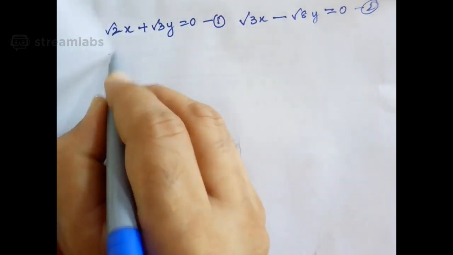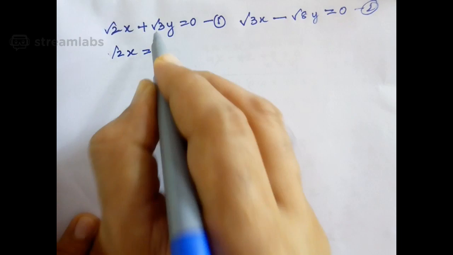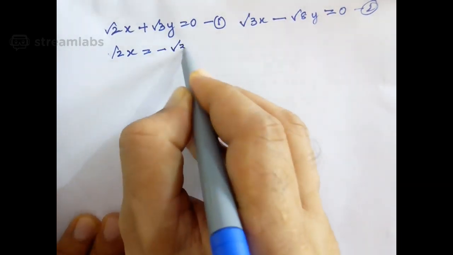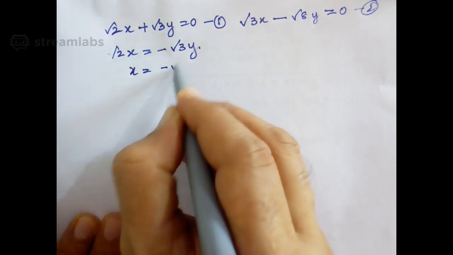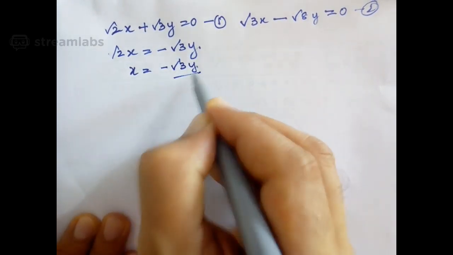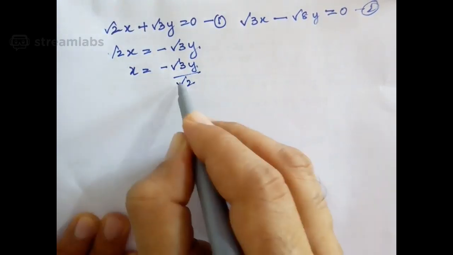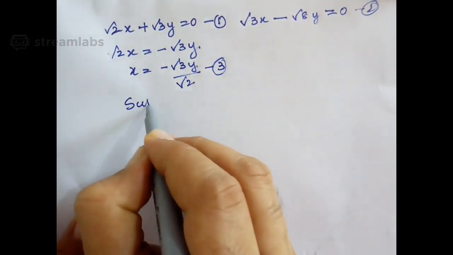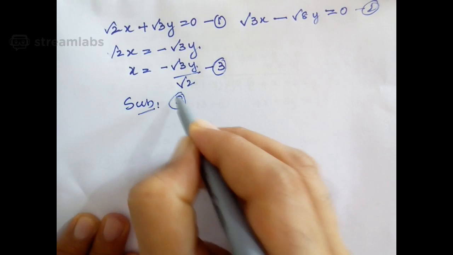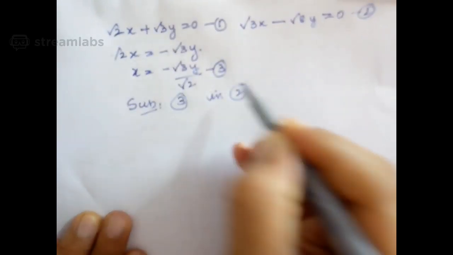Consider the first equation, root 2x. I'll take this to this side, minus root 3y, correct? So what is x? It is minus root 3y by root 2. Root 2 comes to the denominator, equation number 3. Now substitute 3 in 2, isn't it?